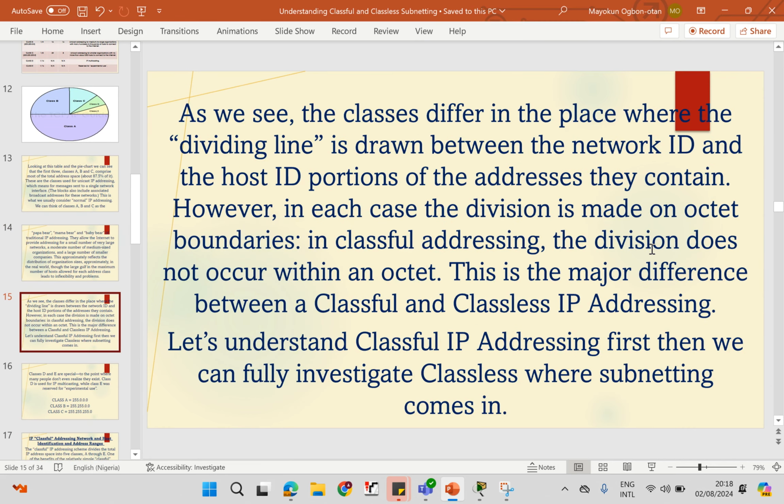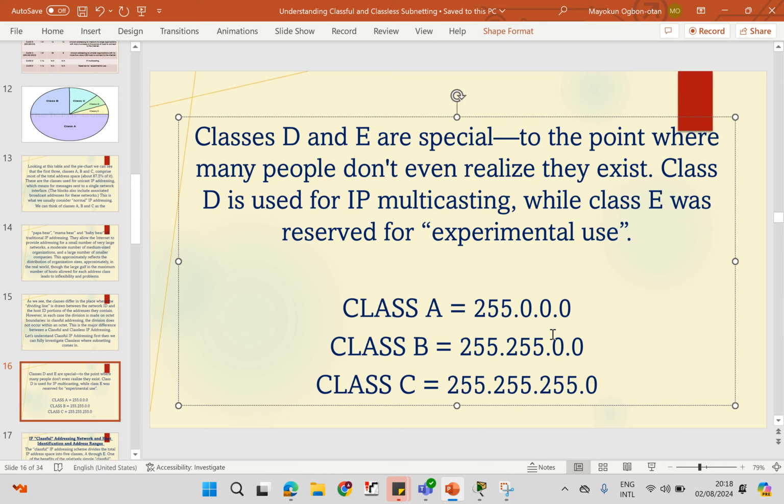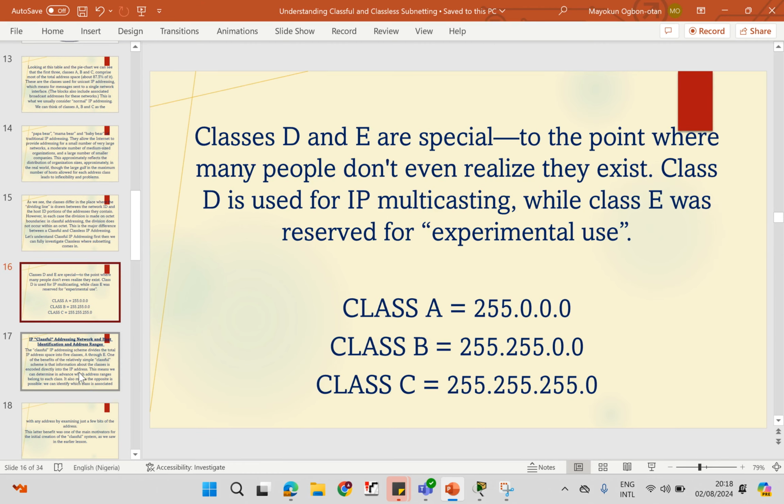Okay, fine. The division does not occur within an octet. This is the major difference between a classful and classless IP addressing. Let's understand classful IP addressing first. Then we can fully investigate classless, where subnetting comes in. Classes D and E are special to the point where many people don't even realize they exist. Class D is used for IP multicasting, while Class E was reserved for experimental use. I've explained this. Class A, this. Class B, this. Class C, that.